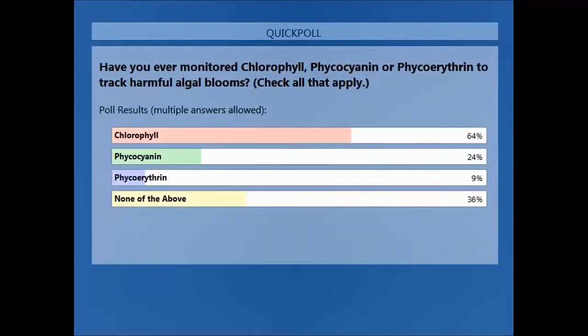All right, so it looks like a healthy majority of the audience is doing some monitoring of chlorophyll, but not so much on the accessory pigments that you might find in cyanobacteria. So it looks like approximately a quarter of the audience is looking at phycocyanin, and about 9 or 10% or so are looking at phycoerythrin. A good deal of folks, though, on the call aren't looking at any of these items. So there's around a third of folks, Stephanie, that aren't looking at pigments at all.